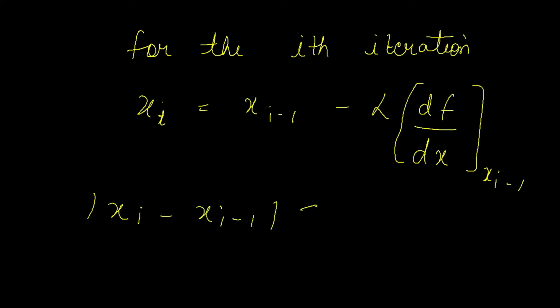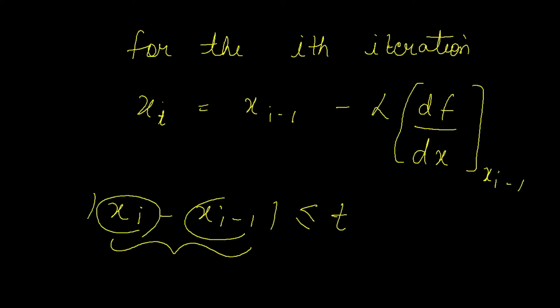When the difference between xi and xi minus 1, that is the difference between the two consecutive values of x in two consecutive iterations, is lesser than some threshold, then we are going to stop our equation, or when xi has reached somewhat close to 0, then we are going to stop our equation.